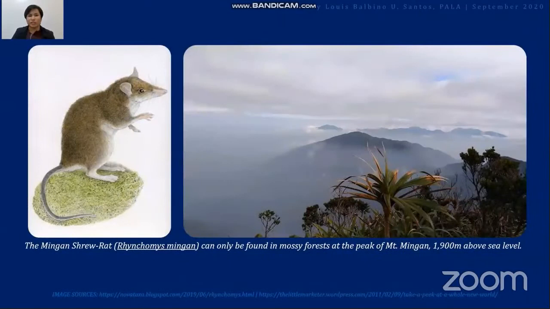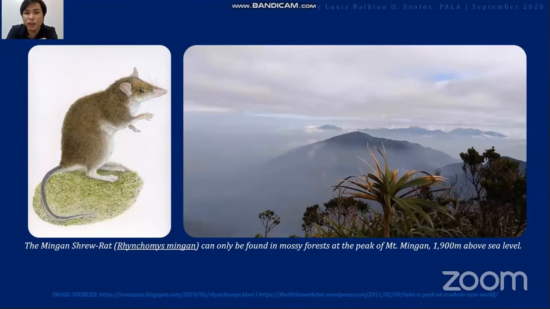If you look at this cute little critter over here, this is a Mingan shoe rat. And they're shaped like that, their mouths are shaped like that because they only eat earthworms. Earthworms that thrive in the mossy forests of the peak of Mount Mingan.